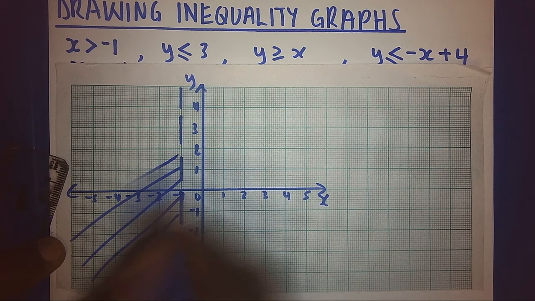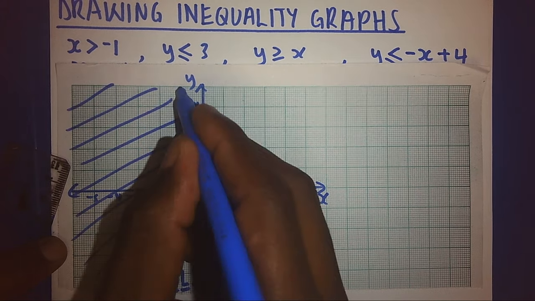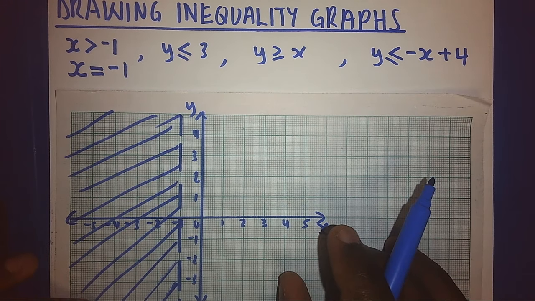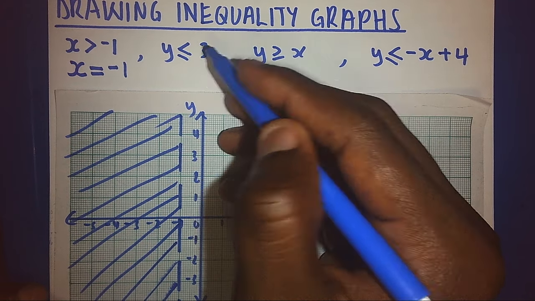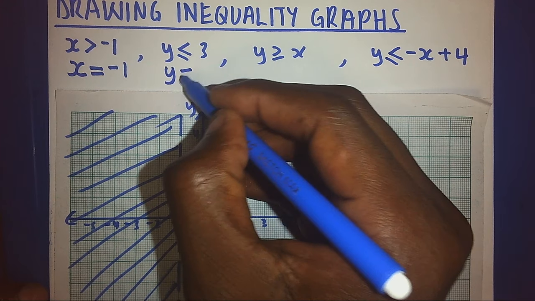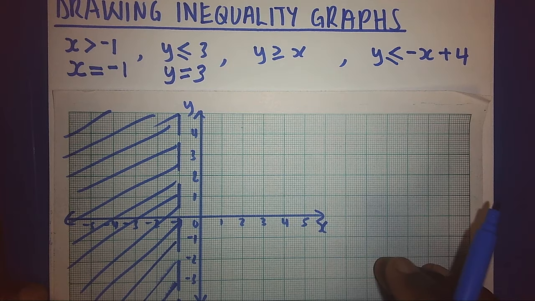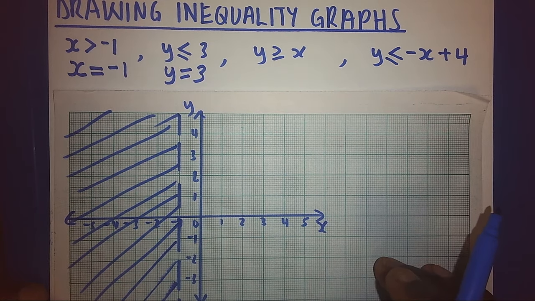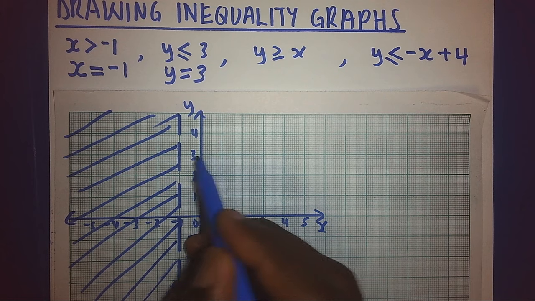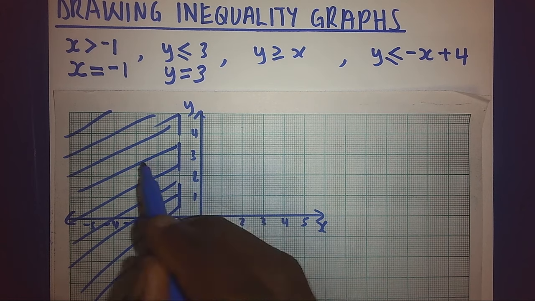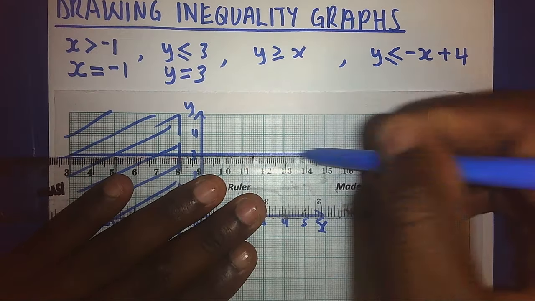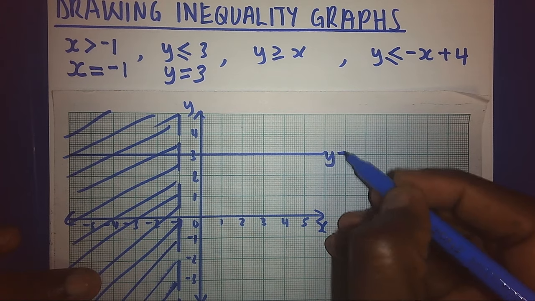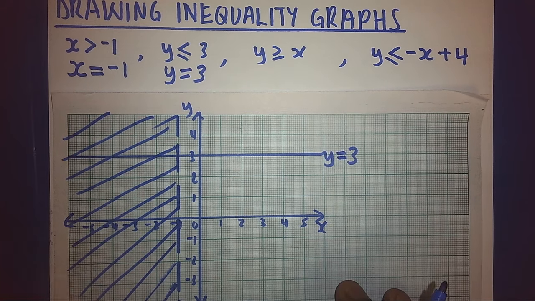Let's go to our next inequality. Y is less or equal to 3. Step number 1. Change it to an equation. Y is equal to 3. So we shall go to our grid where y is 3 there, and we shall draw a horizontal line. And we name our line y is equal to 3.